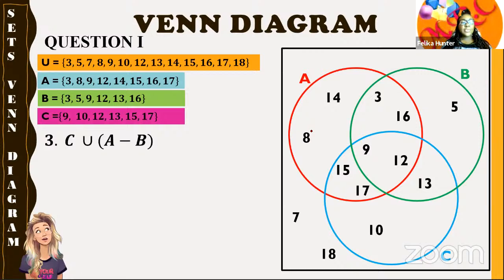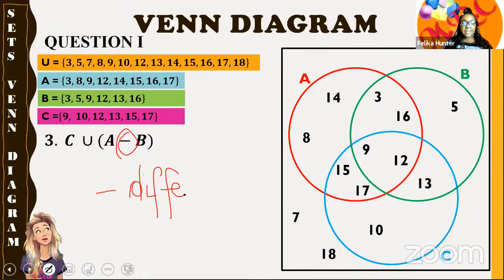All right, so we know what C is. We're going to figure out the bracket now. But this minus sign here, it means difference. So go ahead and write that down in your book. Minus means difference, just as subtraction. So the minus sign means difference.